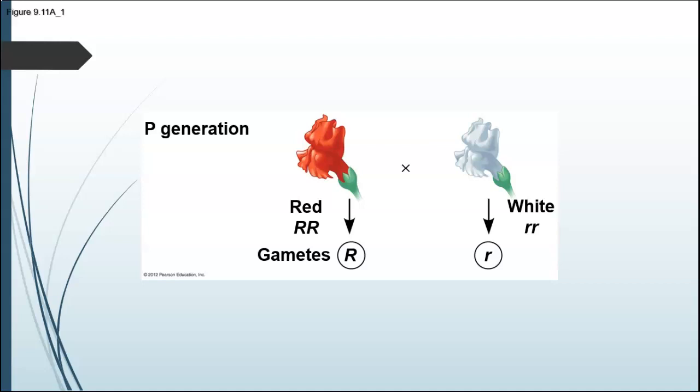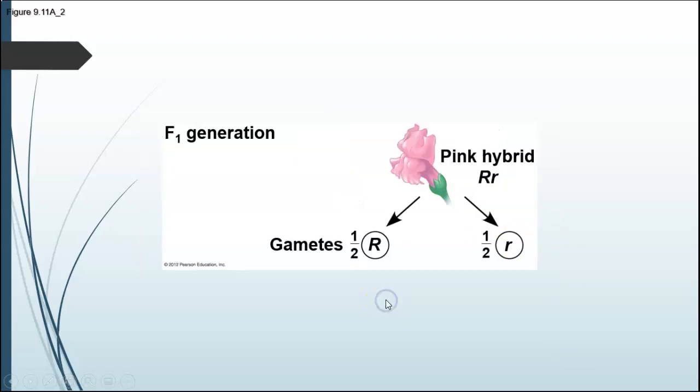But if you cross them, remember, if it's homozygous dominant, there's only one kind of gamete that can be produced. That's the dominant allele. And the same thing with the recessive one. You can only produce one kind. When these are crossed, what you find is the hybrids are pink.